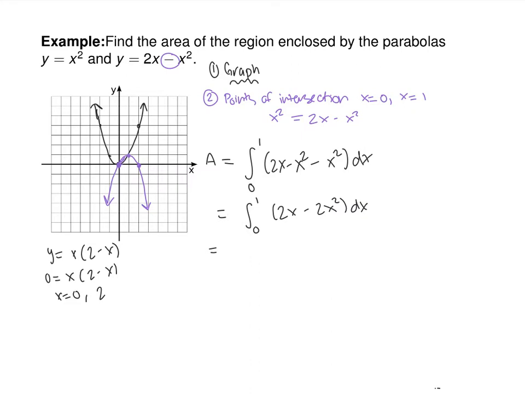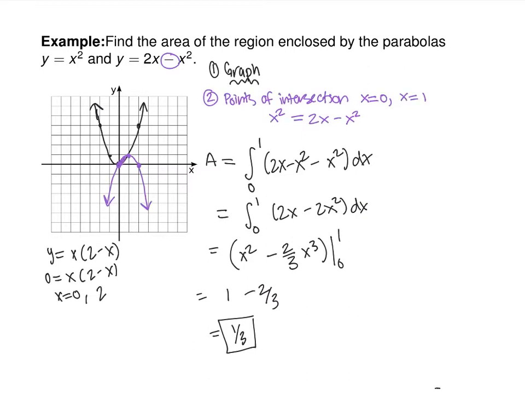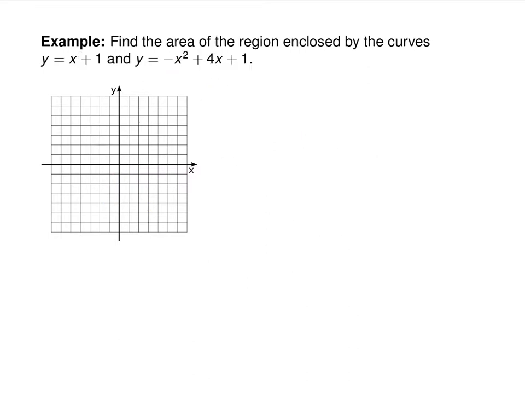So the antiderivative is x squared minus 2/3 x cubed, from 0 to 1. So that will be 1 minus 2/3, or 1/3. So let's do another one.